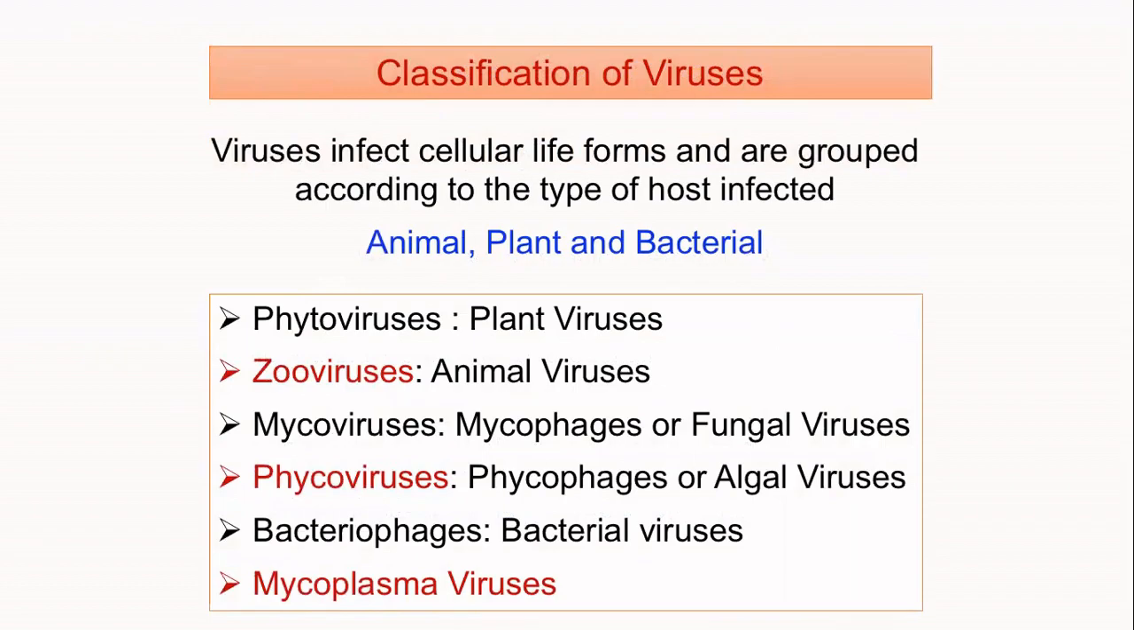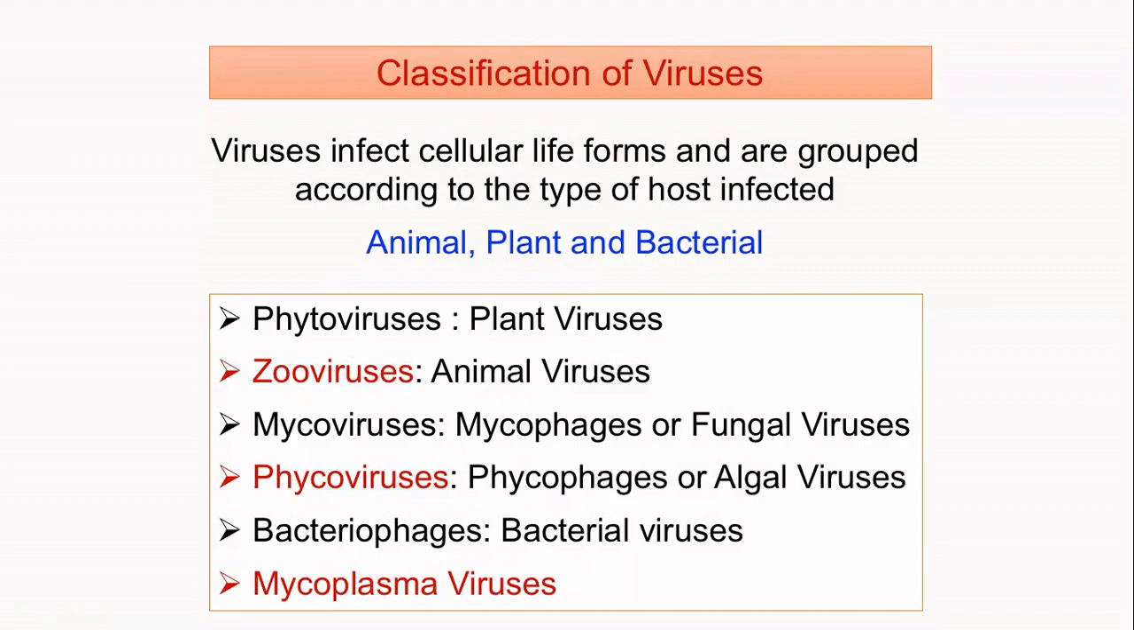Moving on to the classification of viruses. Viruses can be classified based on many different criteria. The first criterion is that they can be classified based on the type of the host they infect. They can be animal viruses, plant viruses, or even bacterial viruses. Let us get to know some of the virus groups.